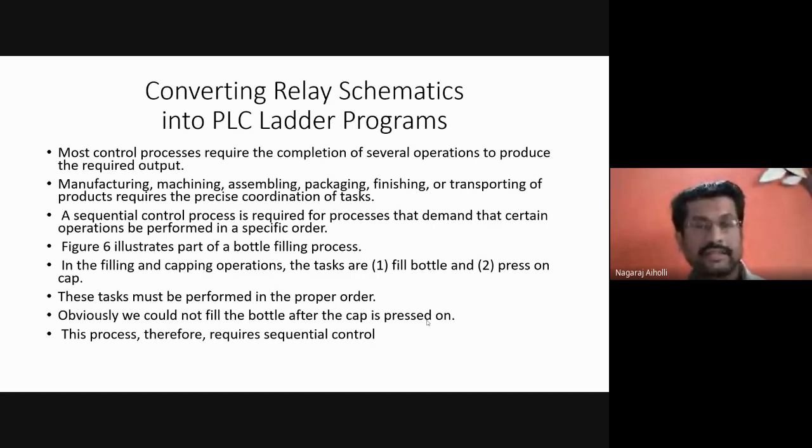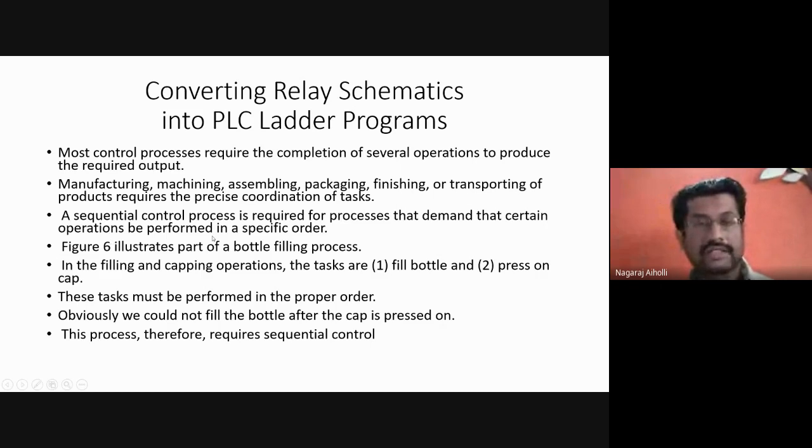Is it not? Now it requires coordination between all these tasks. Only then it is possible not only to obtain the product, but to obtain the finished product and then to transport these products to the required customers. Manufacturing, machining, assembling, packaging, finishing, or transporting of products requires precise coordination of the tasks.